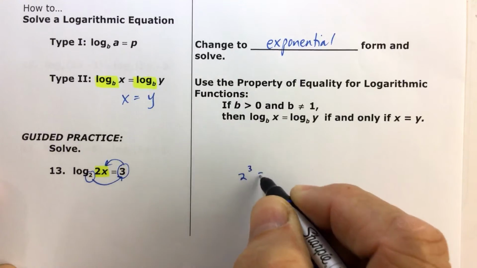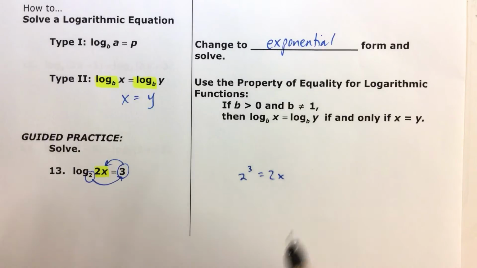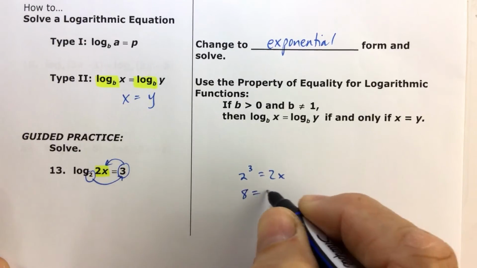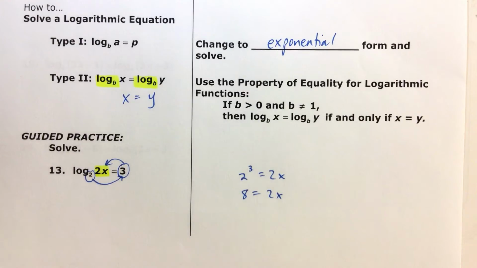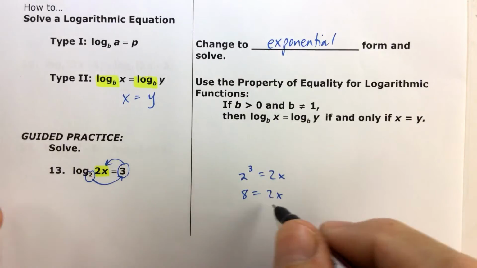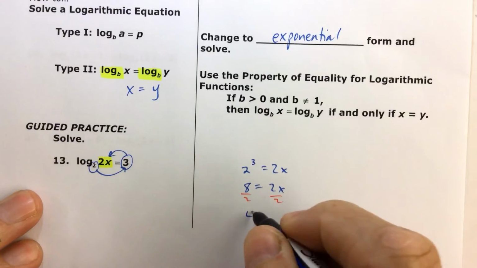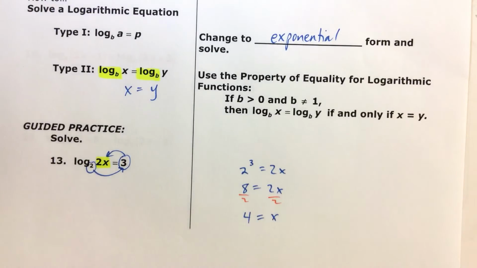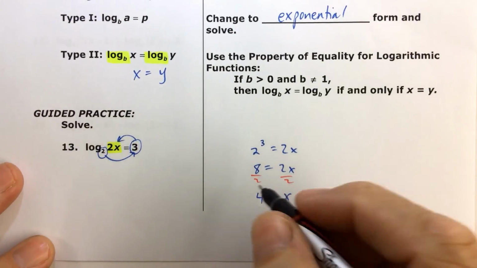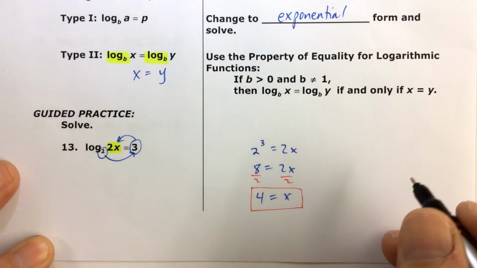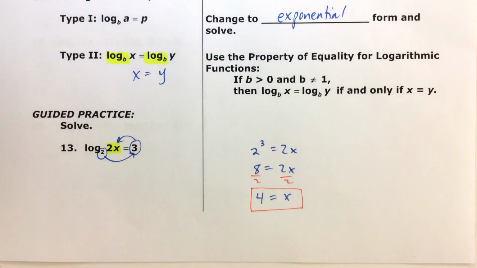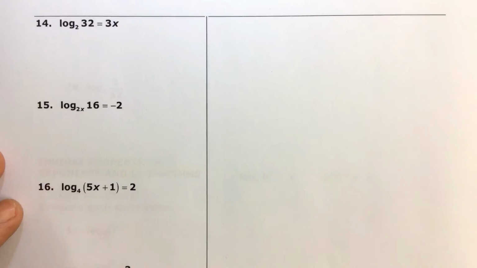2 to the third power is equal to 2x. So that's 8 equals 2x. Then we just divide both sides by 2, and we get x is equal to 4. That's it. You can see what looks to be a very complicated equation, when you rewrite it using exponent form, becomes a very straightforward equation that you can solve. Let's go ahead and flip the paper over.